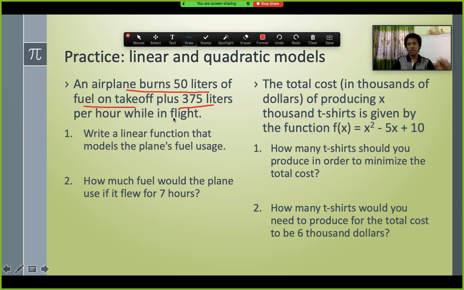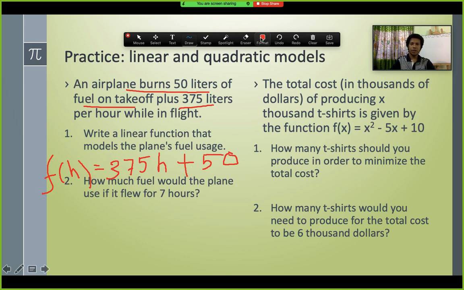That means that 50 liters is some separate value, a one time use. Then this 375 liters per hour, that means 375 times the hour. You can write x, or h also, equals f of h. I gave h here, so that's why I have to write h. So f of h equals this.